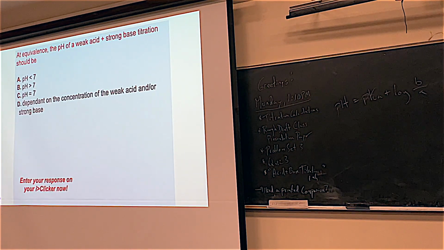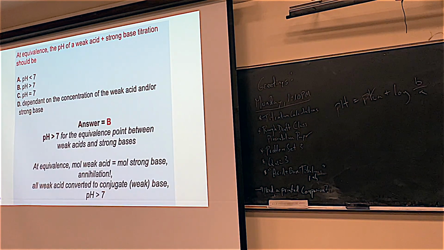Okay, so we've got a weak acid and a strong base. We put it together. We want to know what the equivalence point is going to be. Remember, equivalence point means that moles of weak acid equal moles of strong base. Those strong bases annihilate the weak acids. So is it pH equal to 7? No, good. What's left over when these two are equal? Base. That's right. That conjugate base kicks in.